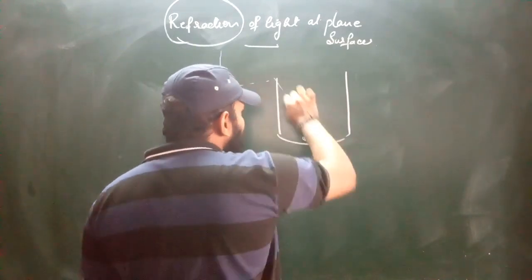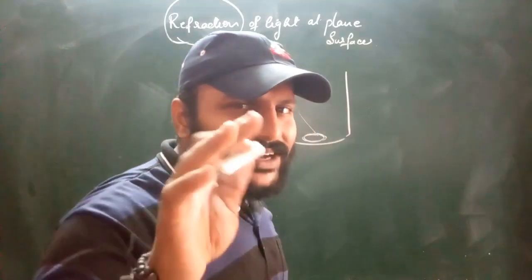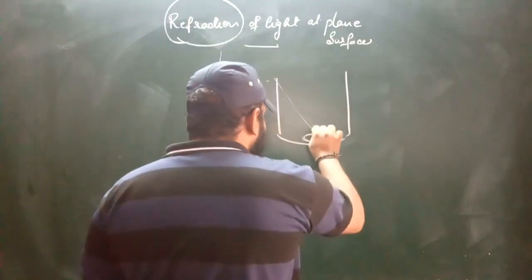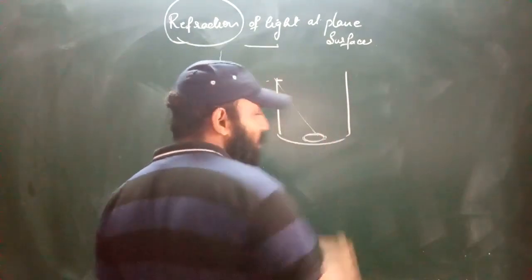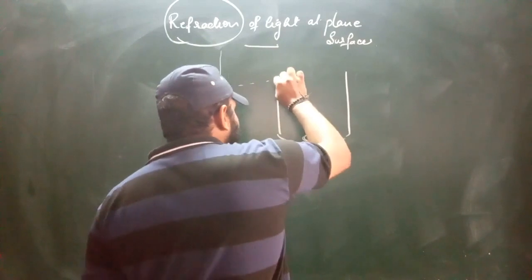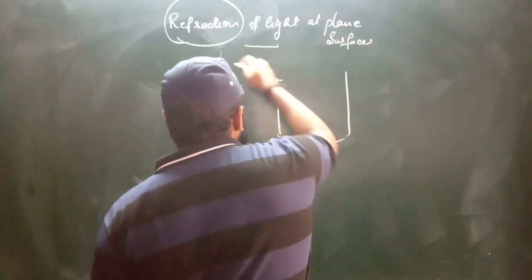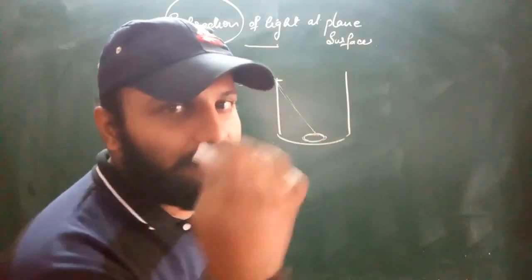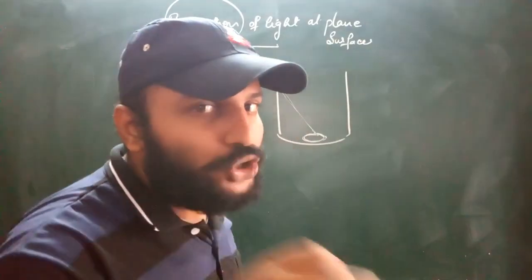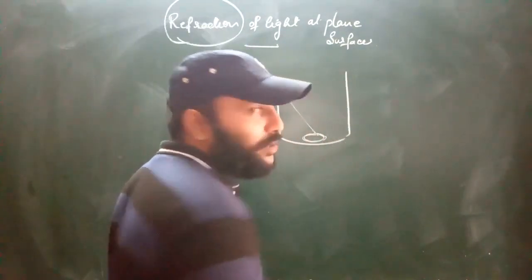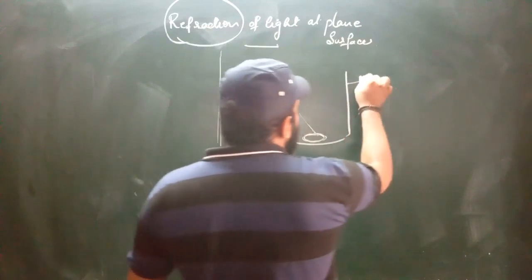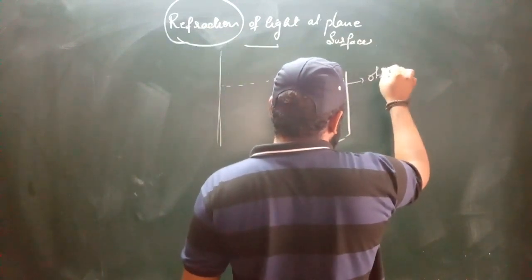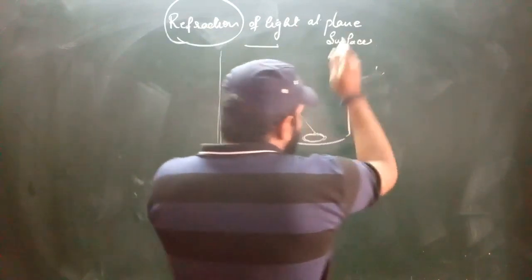Being unable to see the coin means that the light rays coming from the coin are not reaching my eye. That is the reason I am unable to see the coin. Why are the rays not reaching me? Think that it is an opaque wall.